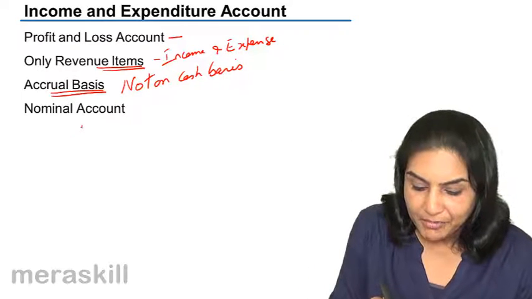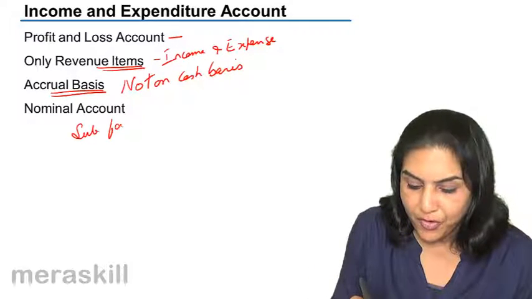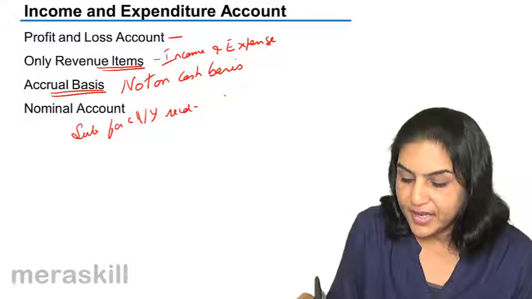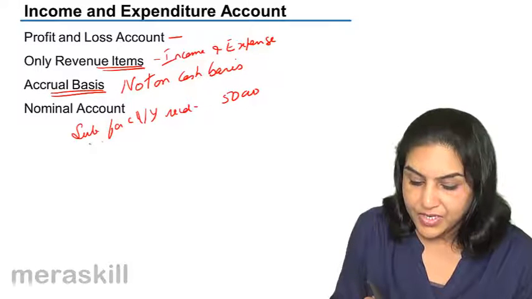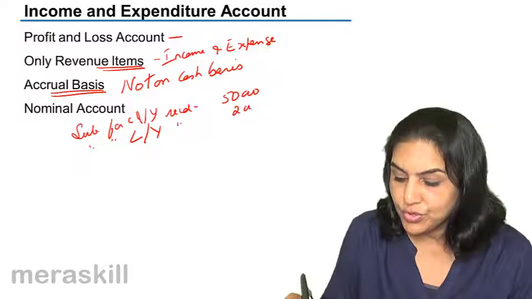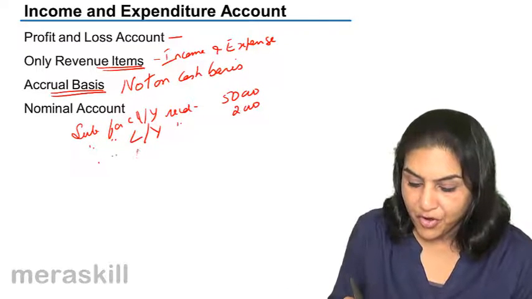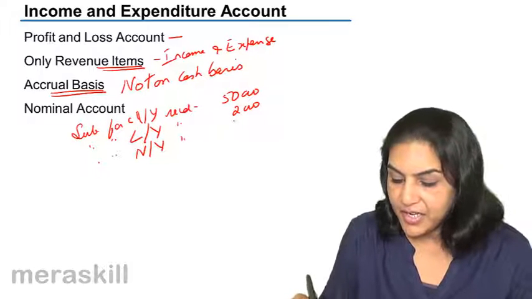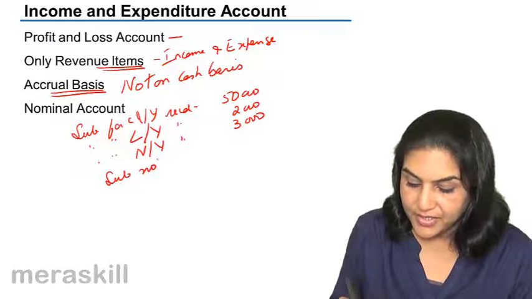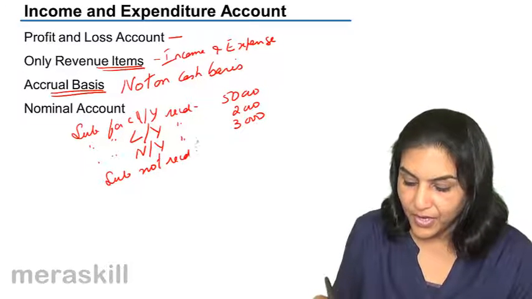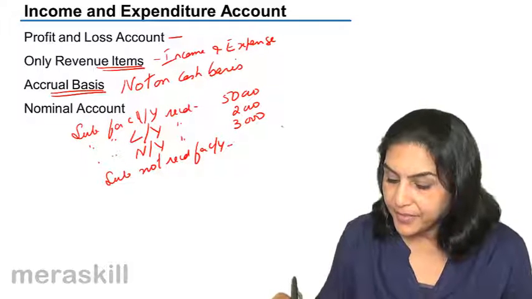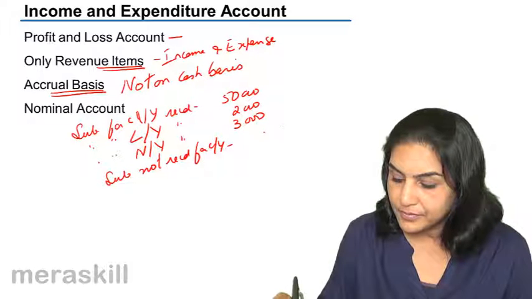So, for example, if we take subscriptions for current year, received is, let us say, 50,000. Subscriptions for last year received is, let's say, 2,000. Subscriptions for next year received is, let us say, 3,000. Subscription not received for current year is, let us say, 5,000.